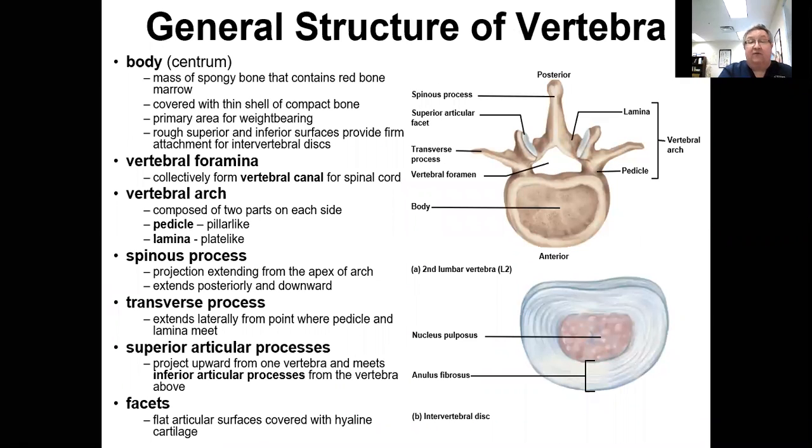Again, the structure of the vertebra, you're definitely going to need to understand that. The body is that large center area. It's the primary area of weight bearing. The hole in the middle is known as the vertebral foramen, and that's basically where the spinal cord comes through. We have an area known as the vertebral arch. The vertebral arch is made up of two parts, the pedicle and the lamina.